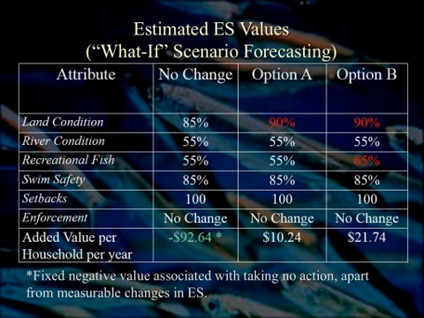So that's not really an ecosystem service value. That's more just a rejection of taking no action. Here, the 10.24 and 21.74, these are what we would consider true ecosystem service values.